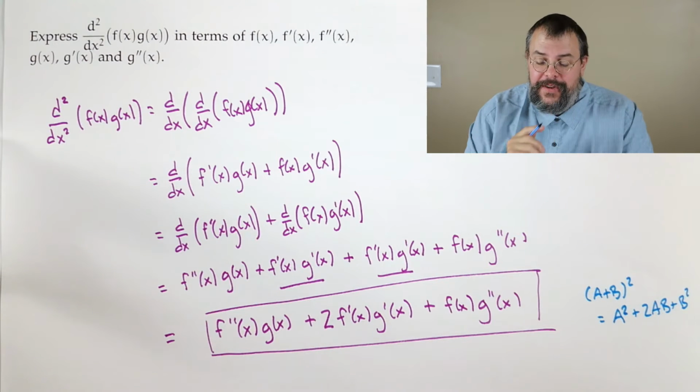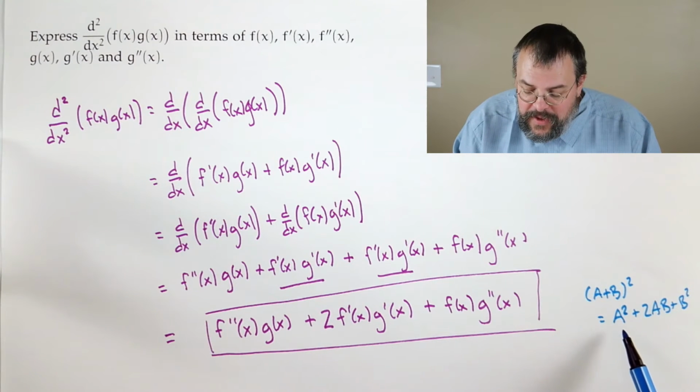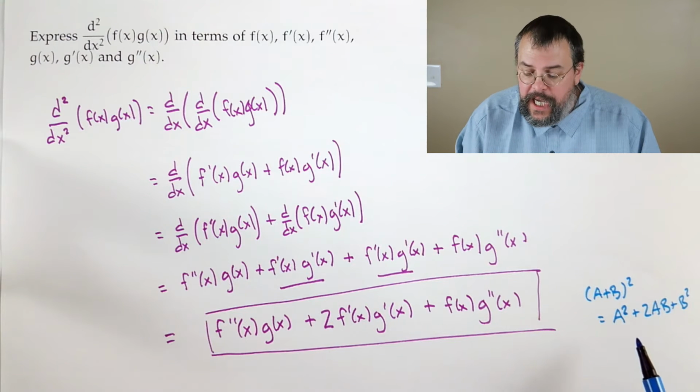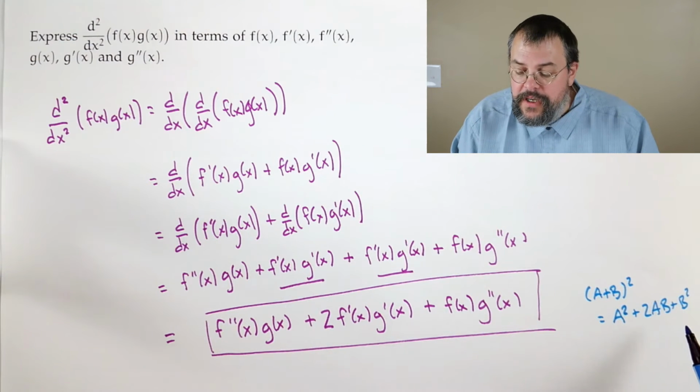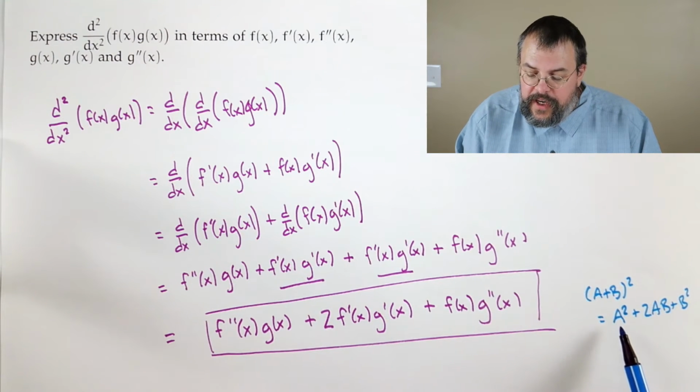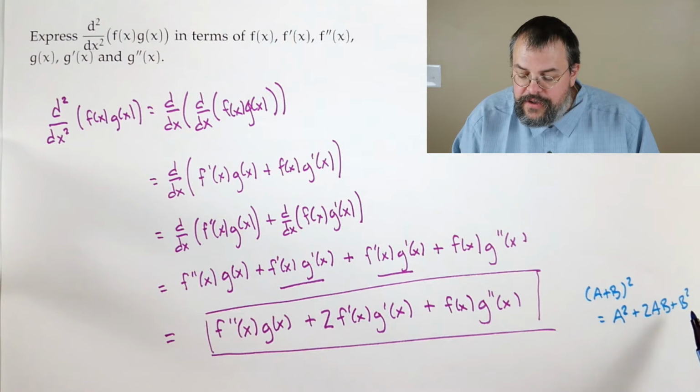Interesting. What do you think? Coincidence? So what if we think of a as saying, take a derivative of the f, and b as taking a derivative of the g? So it'd be like, okay, two derivatives of f, one derivative of f, one derivative of g, two derivatives of g.